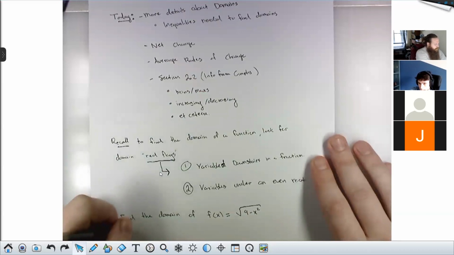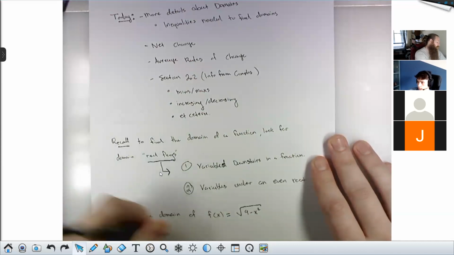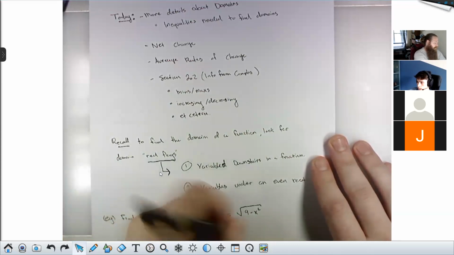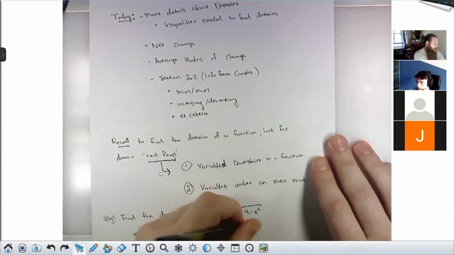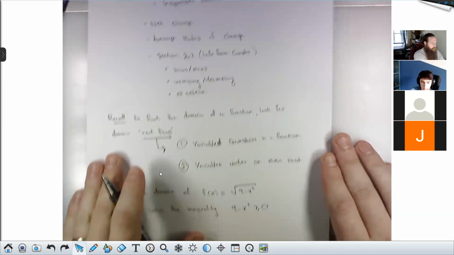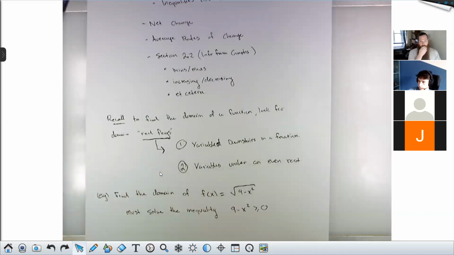So we must solve the inequality 9 minus x squared is greater than or equal to 0. I need to make sure that the stuff under the radical is greater than or equal to 0, is not negative.